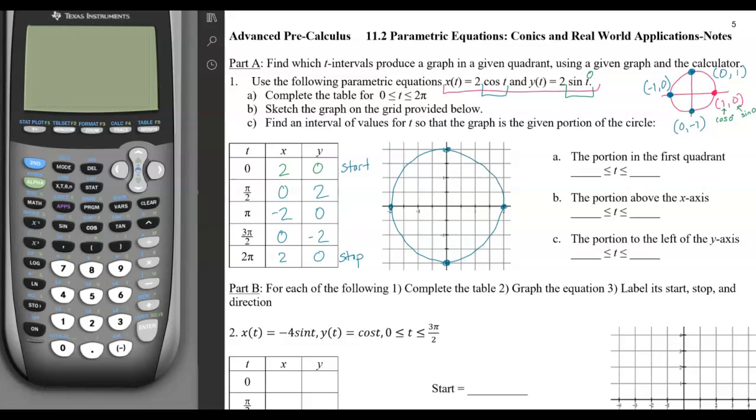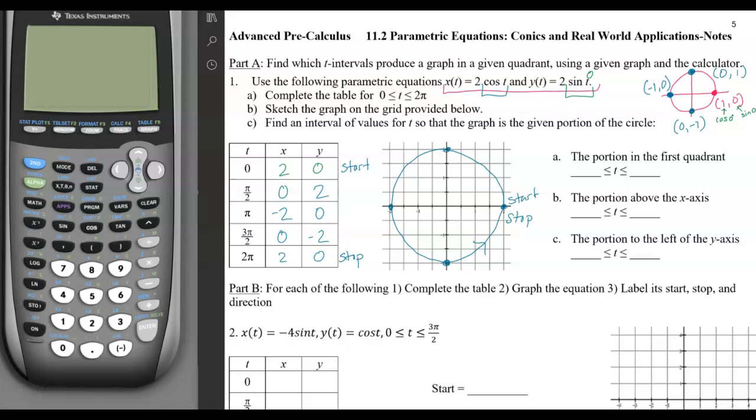Most times, it doesn't say it here, but most times it'll want us to give a direction to the parametric. So we started graphing at 2, 0. That's where we started. This is also where we stopped. But we went counterclockwise around this circle. So just somewhere on the circle, give a little arrow for what direction we were graphing in. It doesn't tell you to do that here, I don't think, but most times it will. It'll say give a start, give a stop, and give a direction.